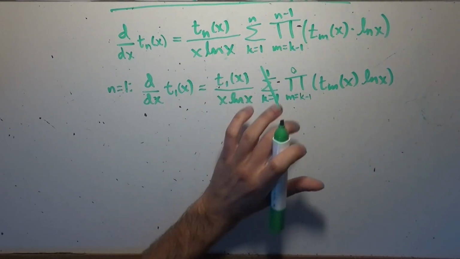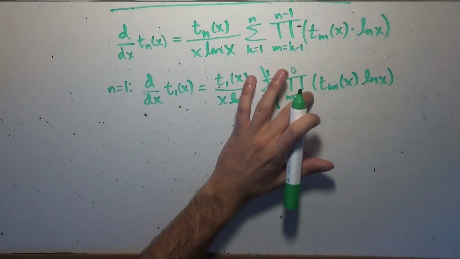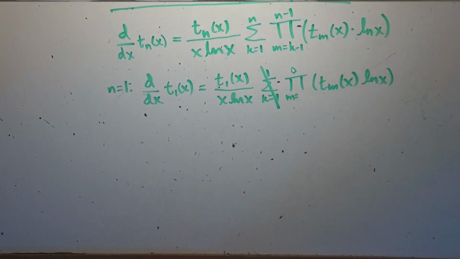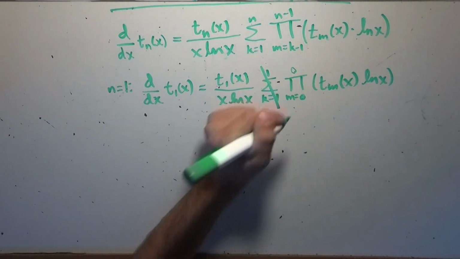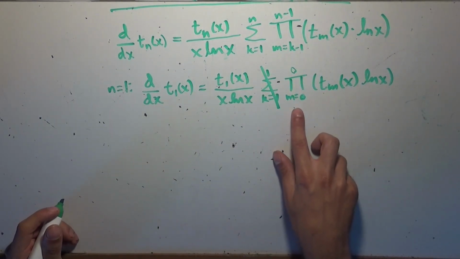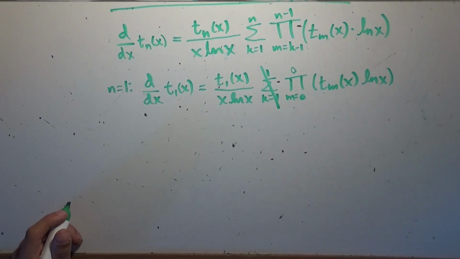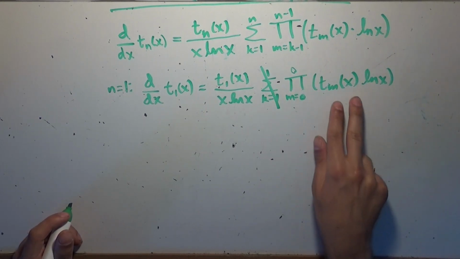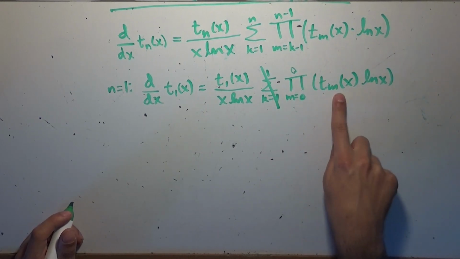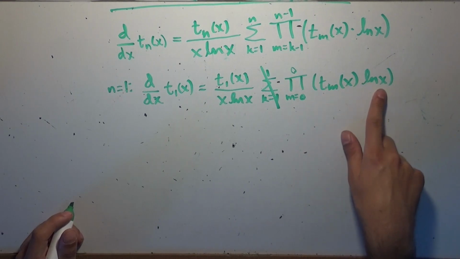So we don't care about that. We just need to plug in 1 for k, and the bottom index, which is m, is k minus 1. So 1 minus 1 is 0, which means we're simply taking a product from m equals 0 to 0, which is again one term in the product. So this is going to be the 0th tetration of x times log x.